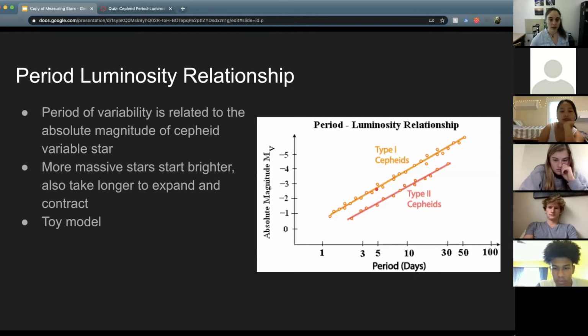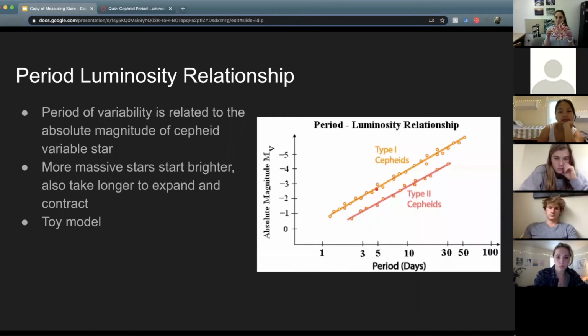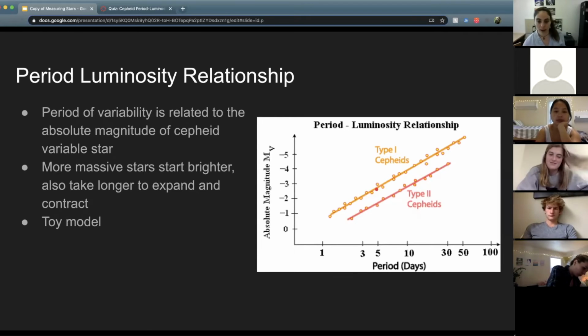So more massive stars take longer to expand and contract. More massive stars also happen to be brighter. So if I had two of my Cepheid toys, and one of them was bigger, it would take me longer to expand it and contract it. And so it would have a longer period because bigger stars are also brighter. So more massive stars are brighter. Brighter Cepheids have longer periods. So we get this nice relationship between period and absolute magnitude for Cepheids, which allows us to use Cepheids to find distances.